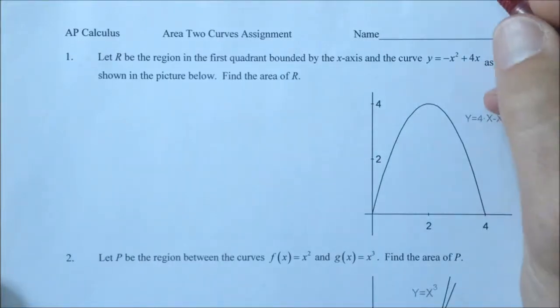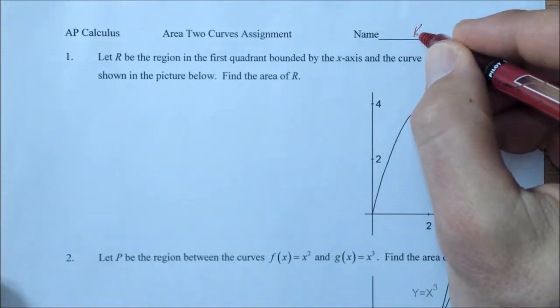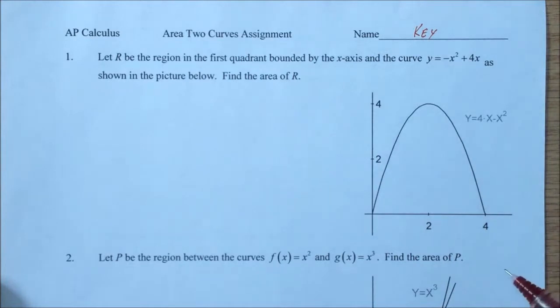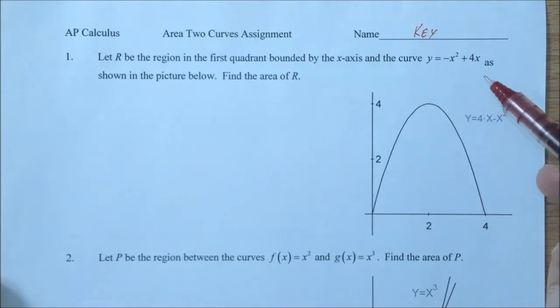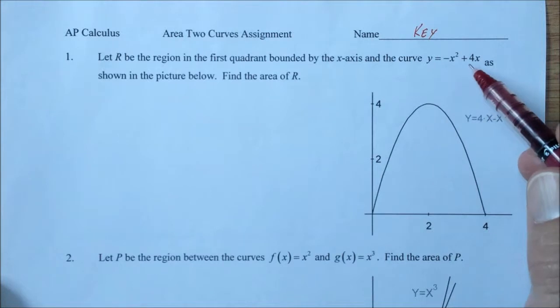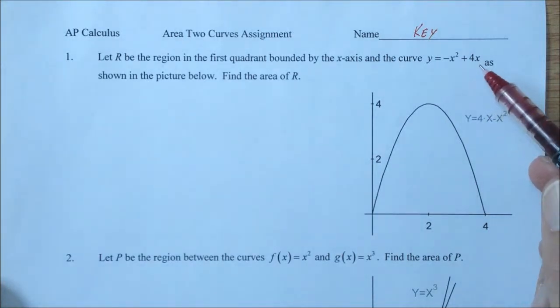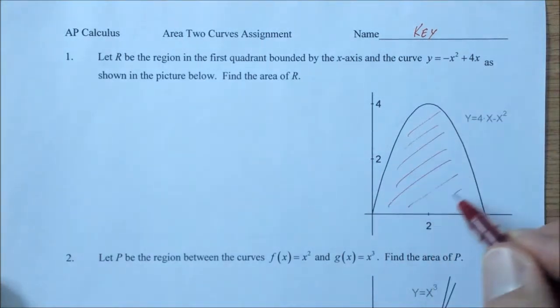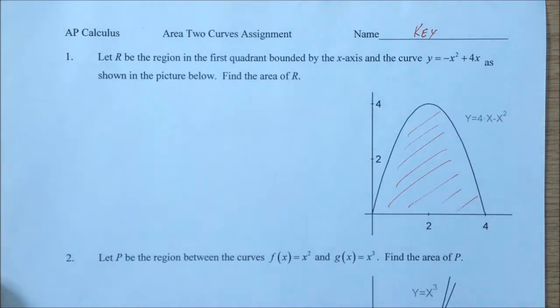Okay, here's the key for the area between two curves assignment. In fact, for the first problem, we only have one curve, so we don't have to look between two curves here. We just have to find the area of the region between negative x squared plus 4x and the x-axis. So we're looking for that shaded region right there. We're looking for the area of that.